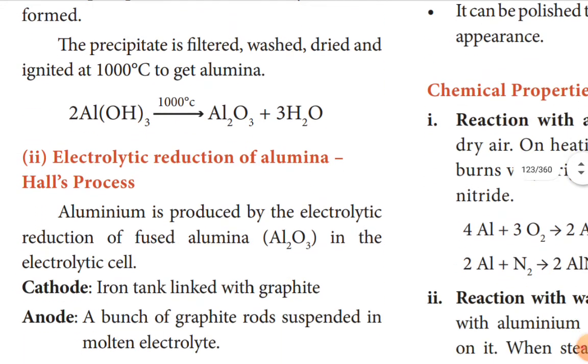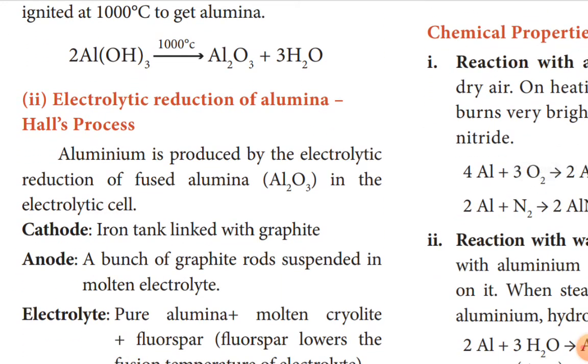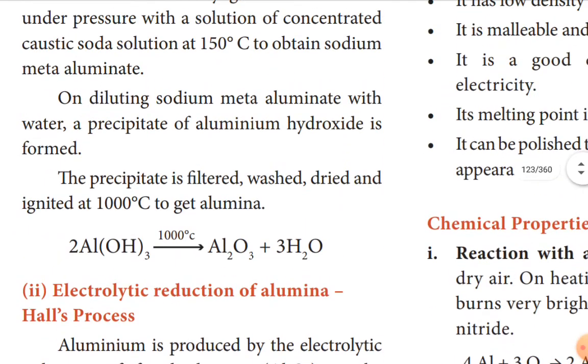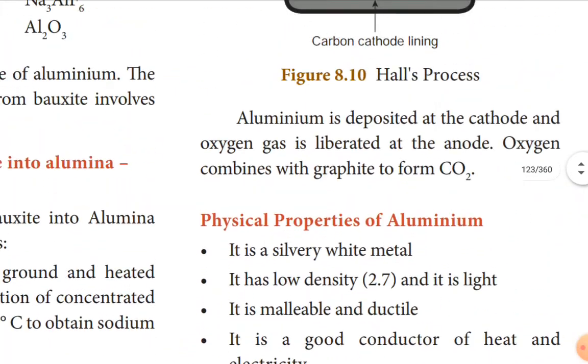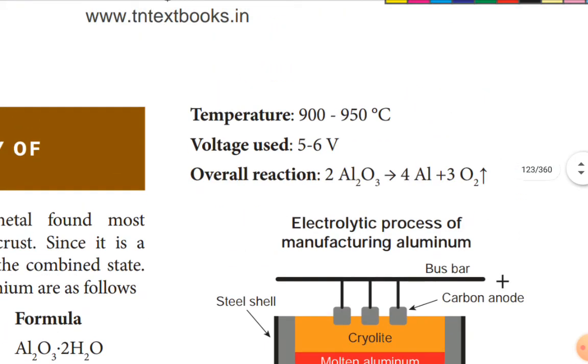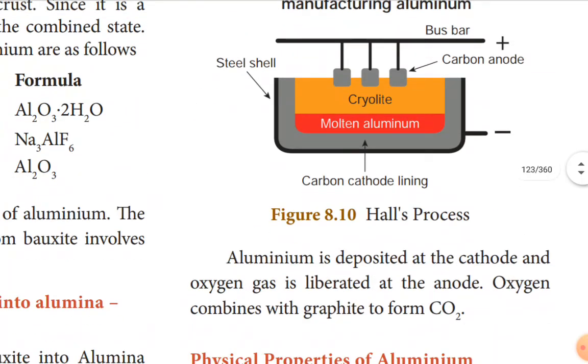Then for electrolytic reduction, you should know: cathode, iron tank; anode, bunch of graphite rods; electrolyte, pure alumina, molten cryolite, fluorspar; temperature 900 to 950 degrees Celsius; voltage used 5 to 6 volts. Overall reaction: 2 moles of aluminum oxide gives 4 Al, aluminum, plus 3 moles of oxygen. And you also have to go through the diagram.